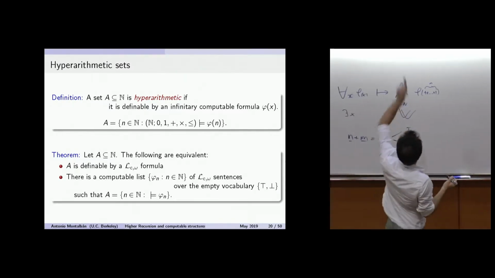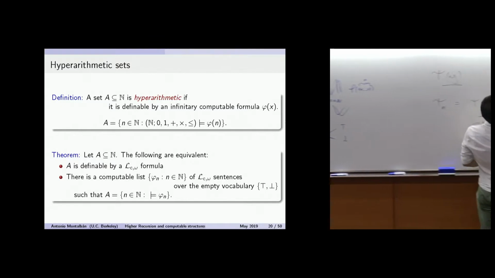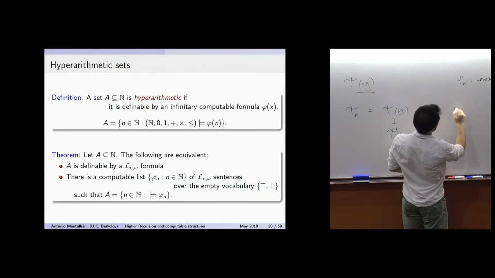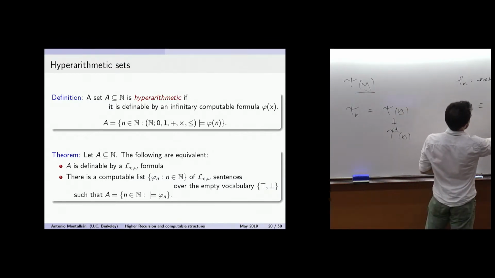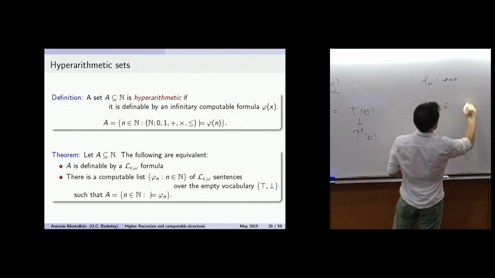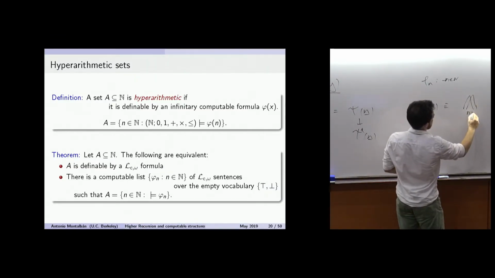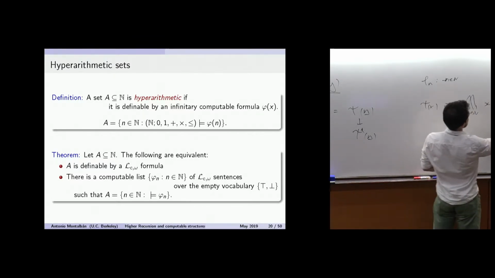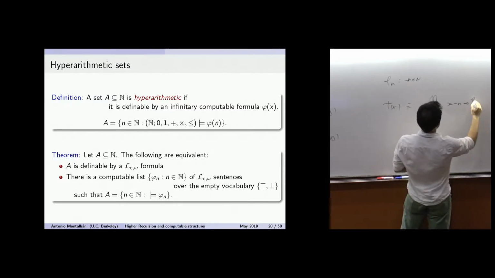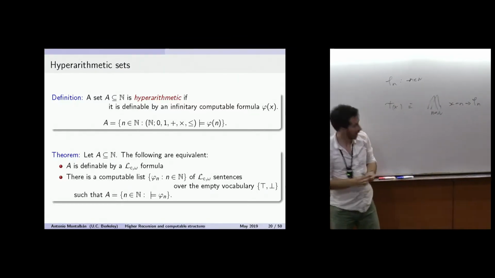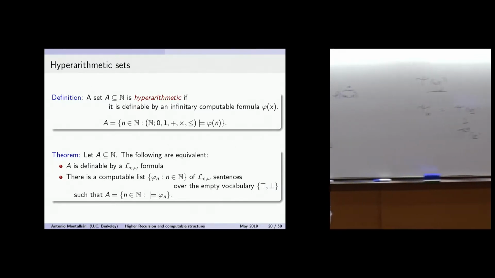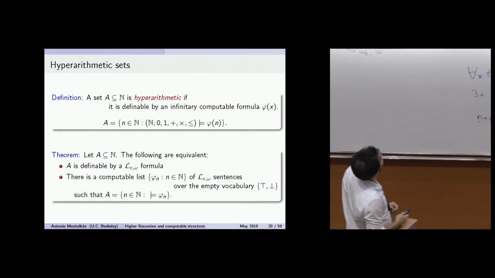And then when you go up, you have this list of formulas phi sub n, and you're going to end up with a formula psi of x that says: the conjunction over n in the natural numbers of x equals n implies phi of n. Now it has the variable x, and you put them together. All right, so those are the hyperarithmetic sets.